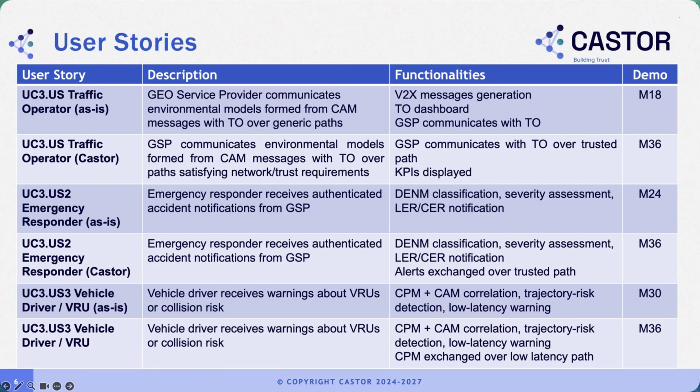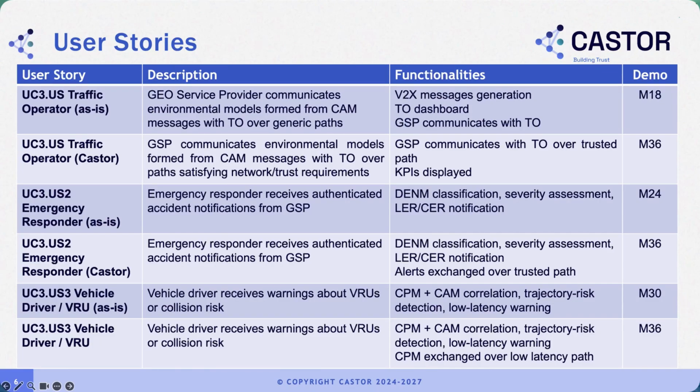We organize use case 3 around 3 actors, each in an as-is and a CASTOR version. First, the traffic operator. The geo service provider builds environmental models from CAM messages and sends them to the operator, first over a generic path, then over a trusted path with KPIs displayed.